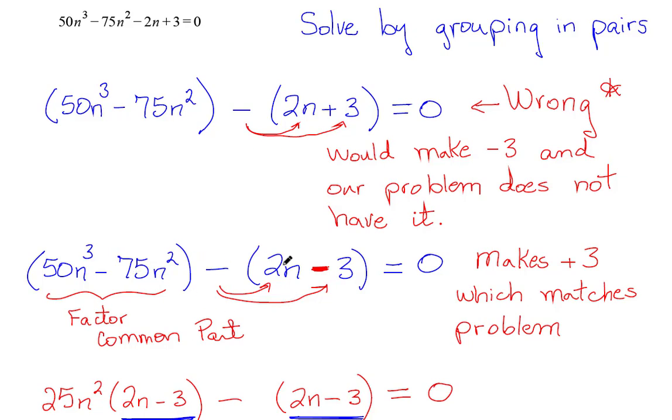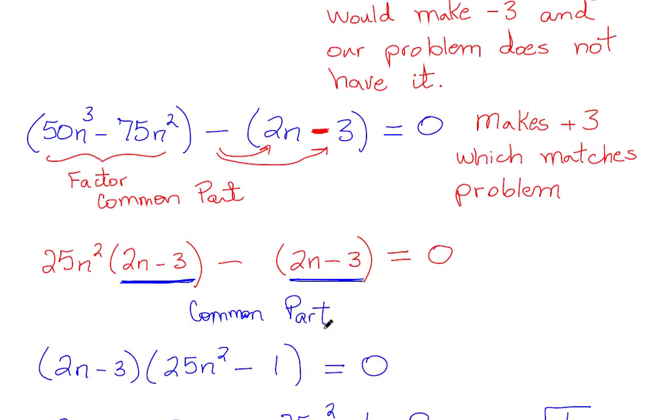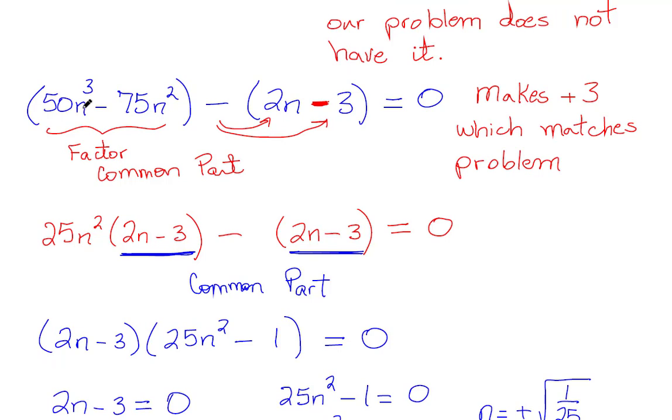So now I'm looking at my two pieces, and I'm noticing on the very first part, there's some stuff in common. I have a 50 and a 75. I can take out a 25. I've got n cubed, n squared. There's at least an n squared in common between these two. Take it out. Okay, so 25 times 2 is the 50. 25 times 3 is the 75. N squared times n cubed, n squared times the 1 there. Yes, so that looks okay.